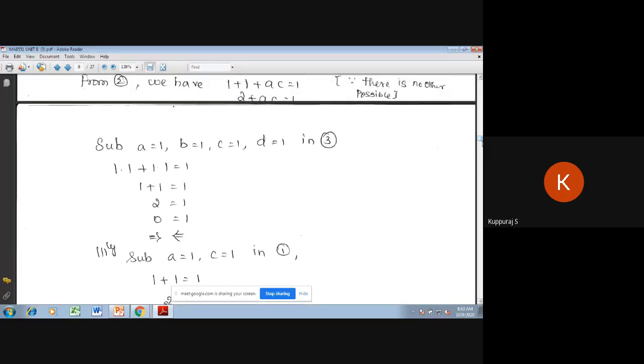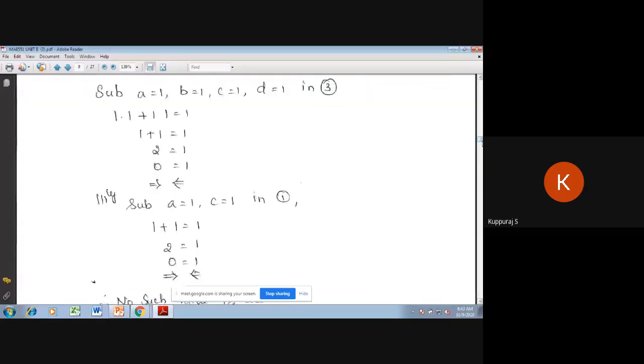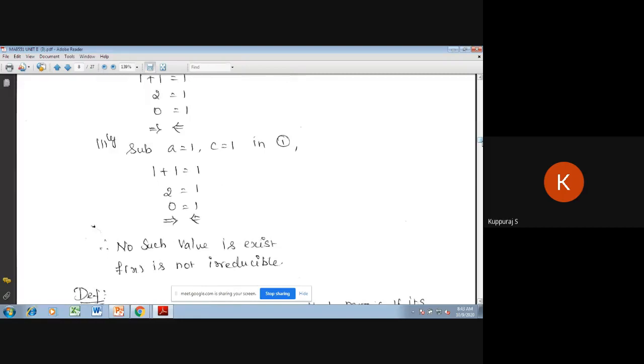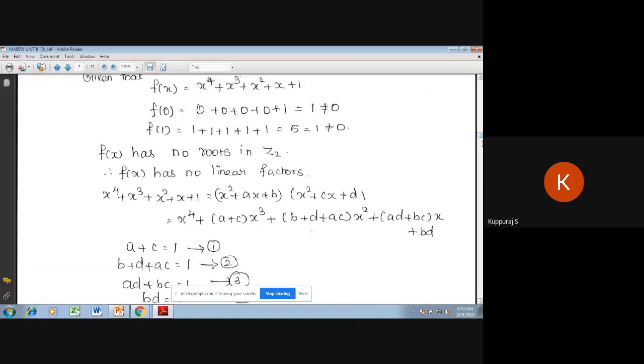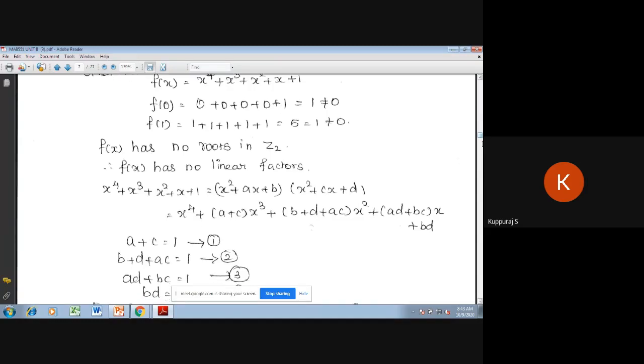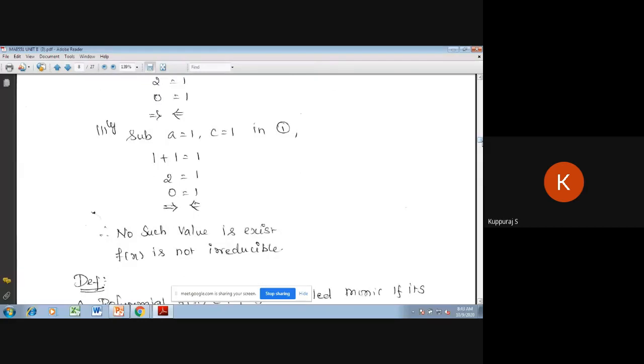Similarly, substitute a and c values in equation 1, you can get again a contradictory result, 0 is equal to 1. So therefore, the given polynomial cannot be written as a product of two quadratic expressions. Therefore, the given polynomial is obviously irreducible.